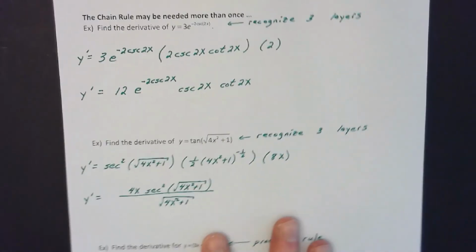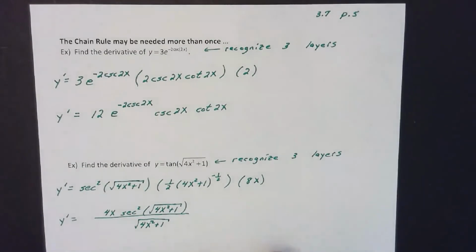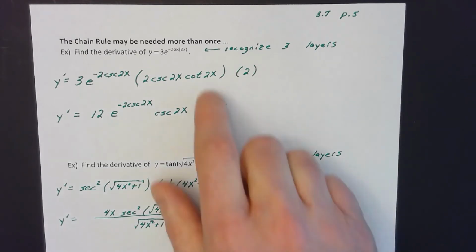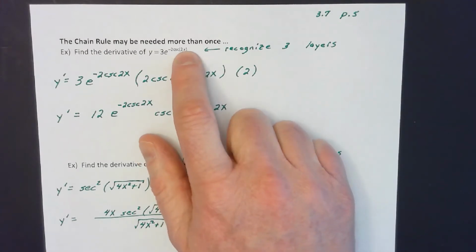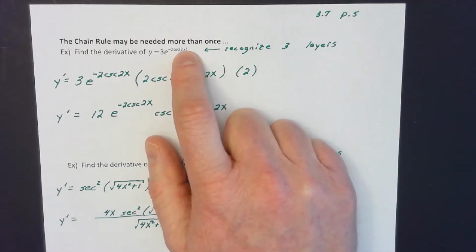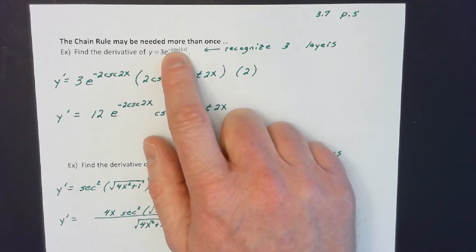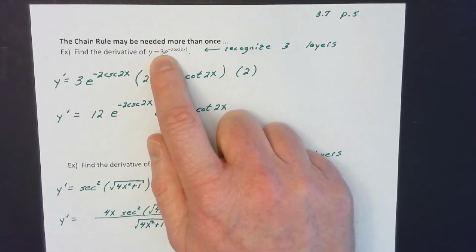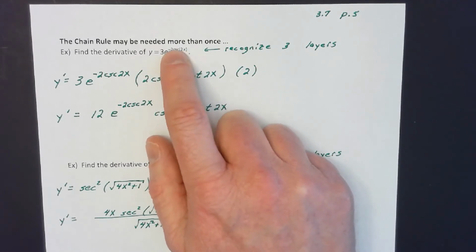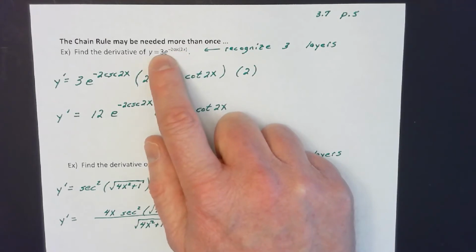The more beautiful problems have more compositions within the problem. So I'm saying the chain rule may be needed more than once, and you should never ever be left wondering in a problem whether or not you've used the chain rule enough. It's pretty easy to see if you look at the original problem. And here's what I mean. You need to see that you have the function 2x inside of the cosecant function, which is then inside of the exponential function. So you have a function inside of a function inside of a function.